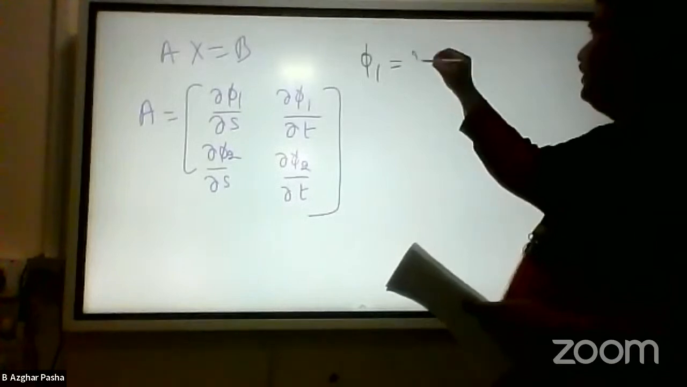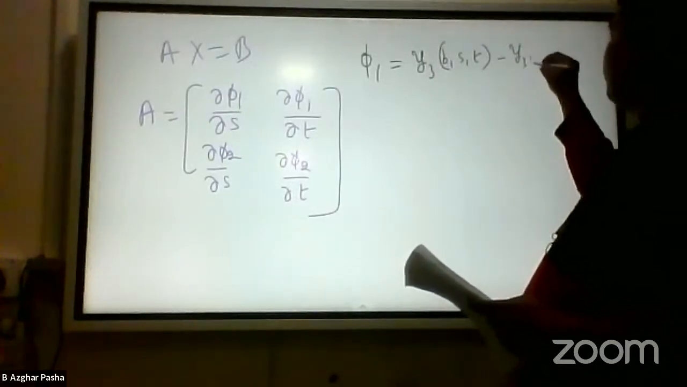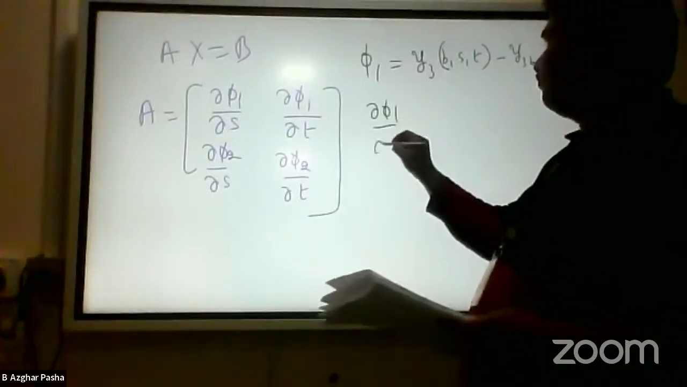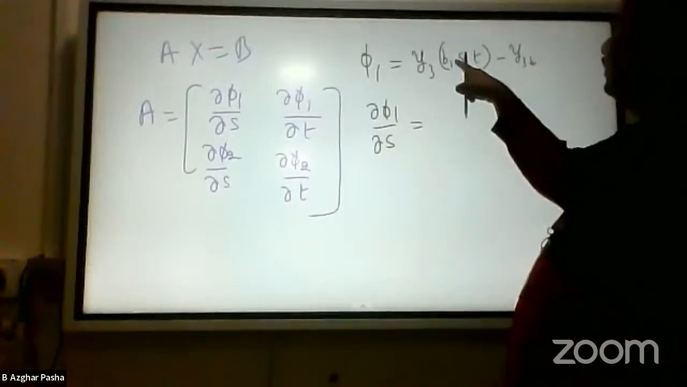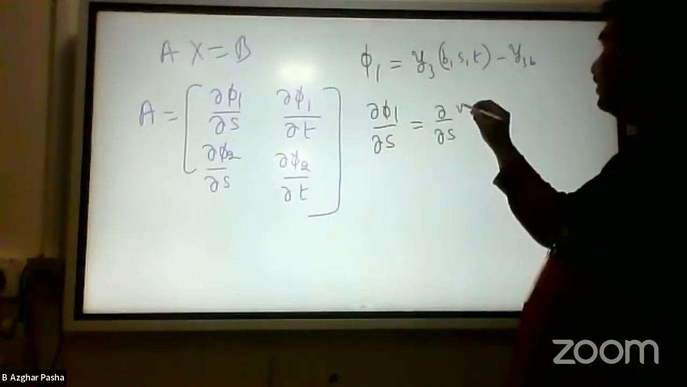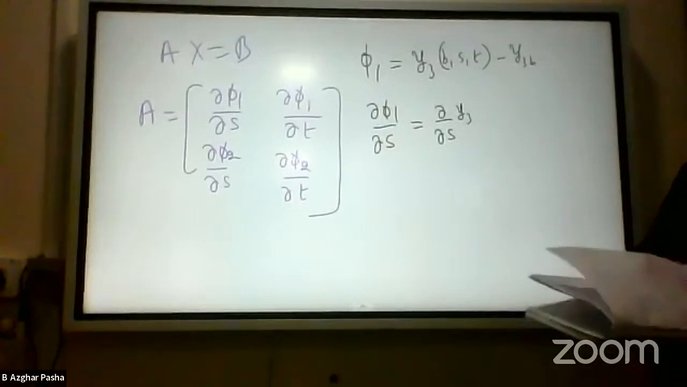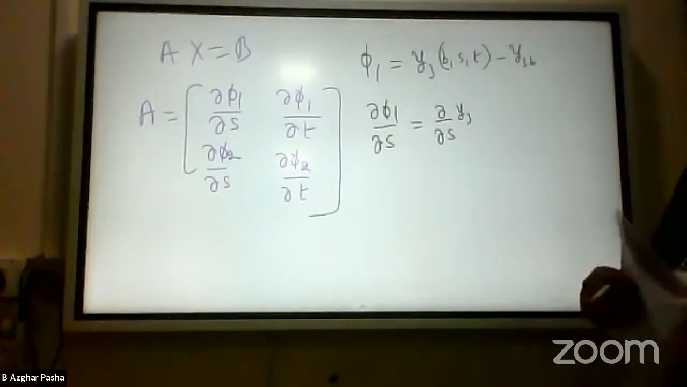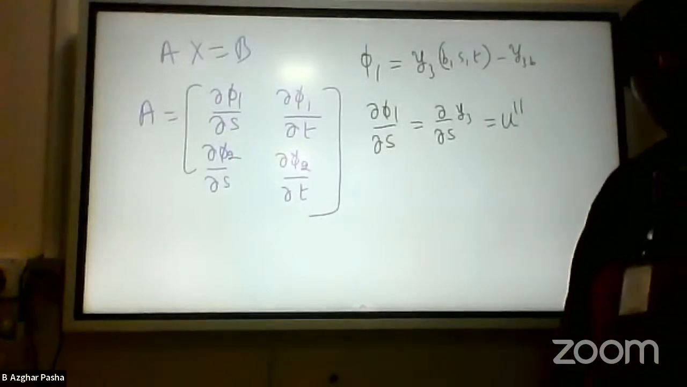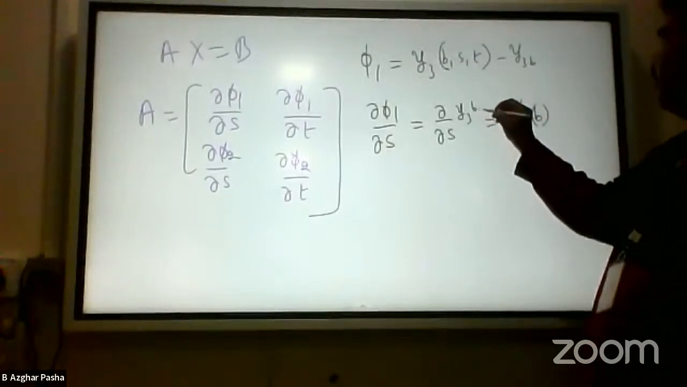y3 of (b, s, t) minus y3 b. Differentiate this with respect to s. ∂phi1/∂s. It is a function of s, this part is constant, so it is ∂/∂s of y3, and you know that ∂/∂s of y3 is just u''. I have computed u'' at b, this is at b of (s, t).